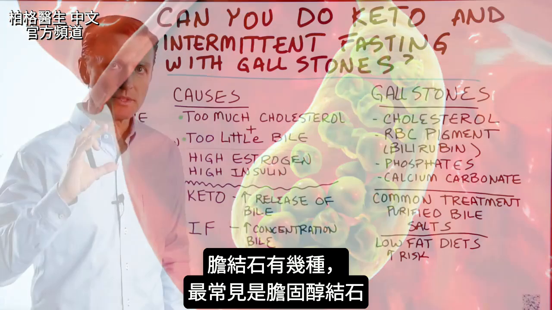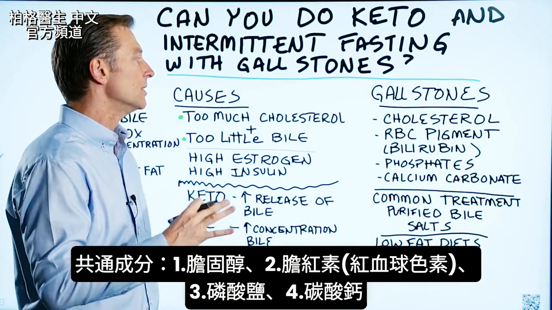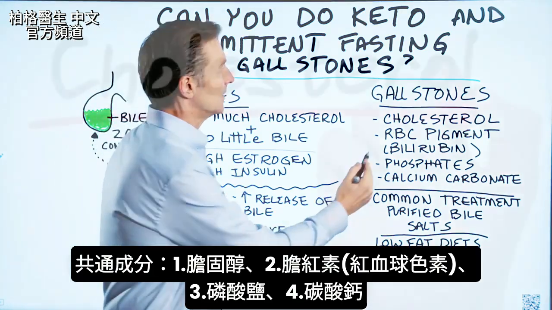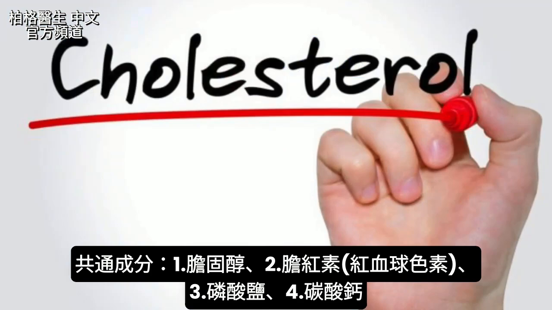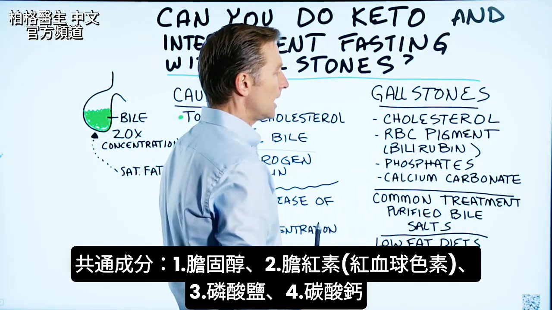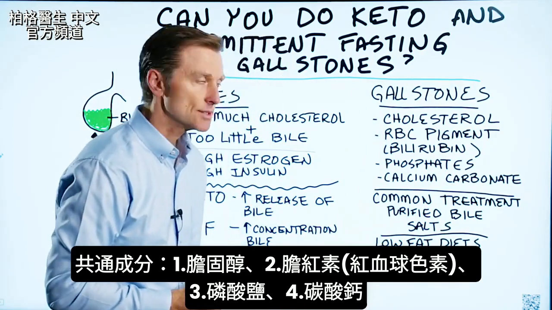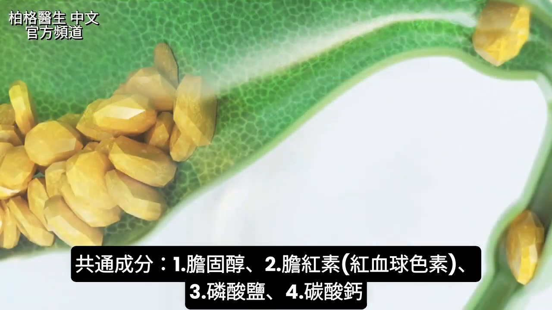Now there are several different types of gallstones, but the most common is the cholesterol gallstone. But all of them have several ingredients in common. They contain some cholesterol, they contain some bilirubin, which is a pigment as a byproduct from the red blood cell. They have phosphates and calcium carbonate. Okay, so that's what makes up a gallstone.